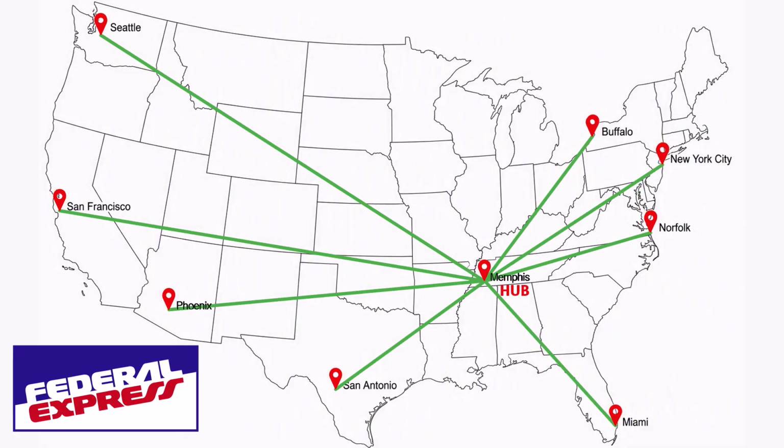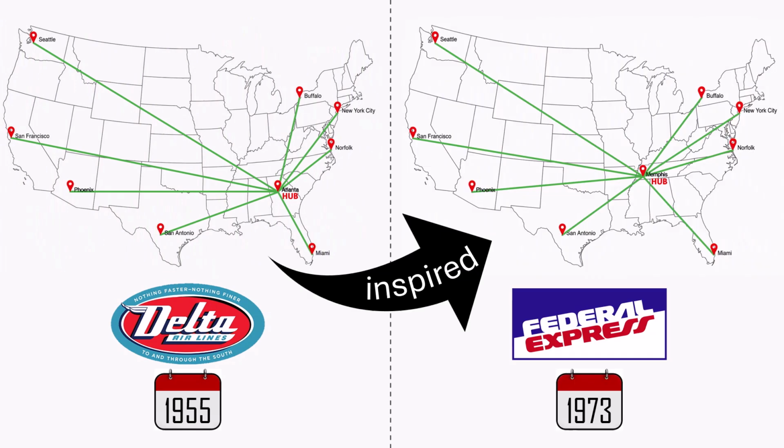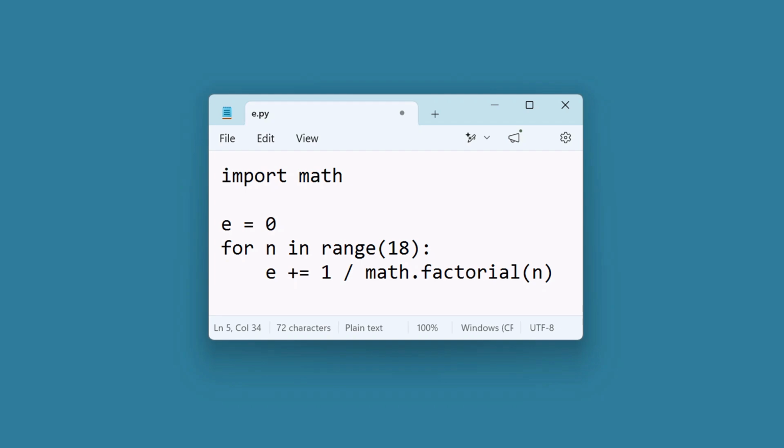Several years later, Delta's model served as the inspiration for a FedEx hub. So the foundation of Delta's successful strategy was replicated by FedEx. In a similar way, MCP was also inspired by an earlier solution. A simple text editor can be used to write programs, but it doesn't come with any bells and whistles.